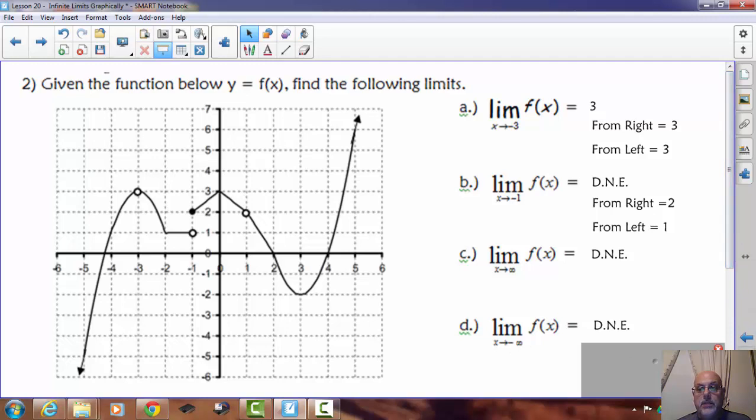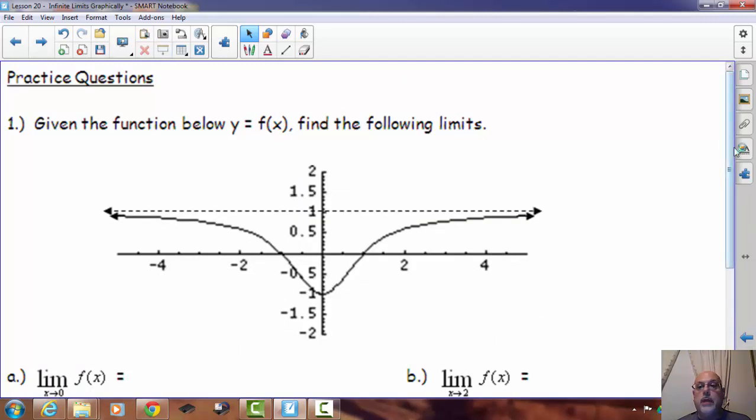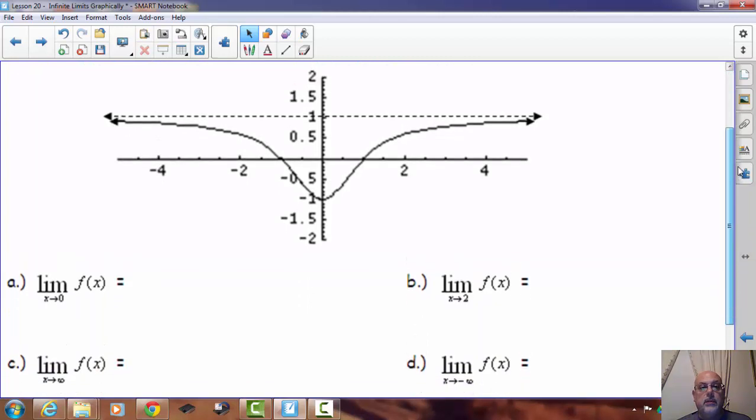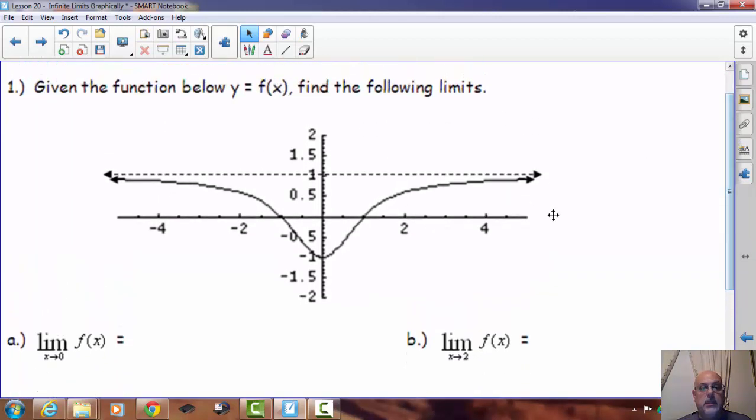On the next page are 2 practice questions. If you need to replay the video, go ahead and replay it. But what I'd like you to do is try 1 and 2 on your own and I'll be looking to see that you've made an attempt at that in class. So this is the screencast for limits from the graph as x approaches infinity.